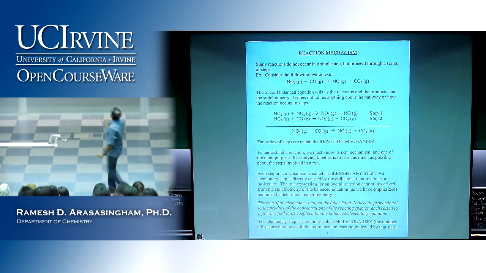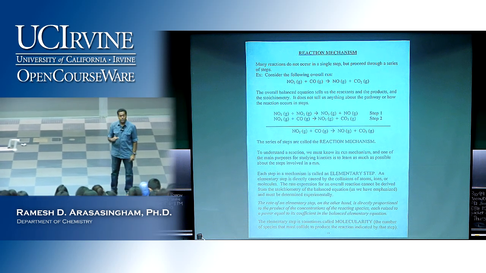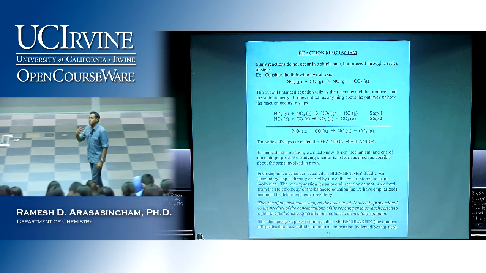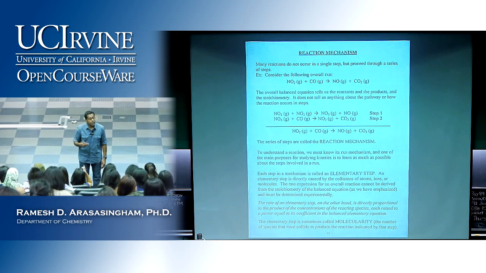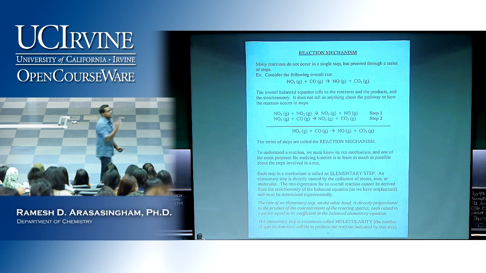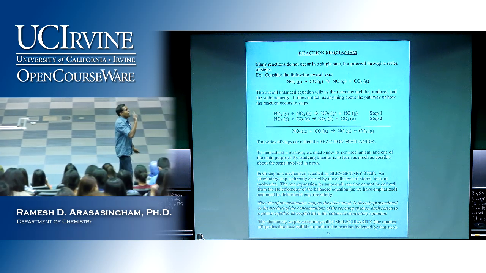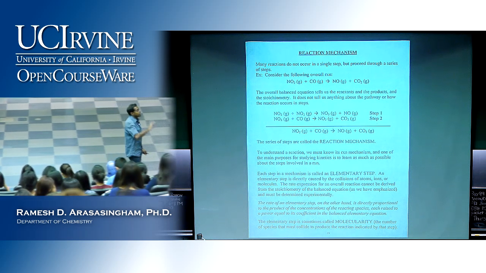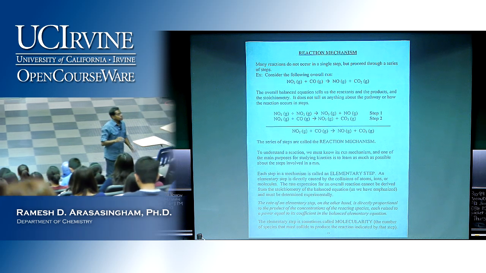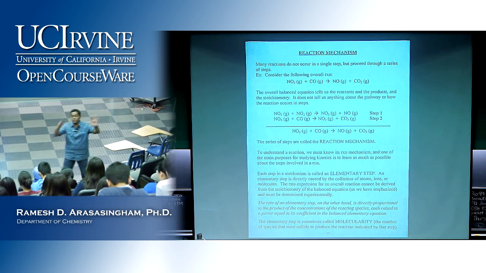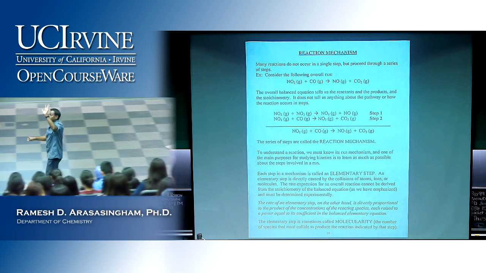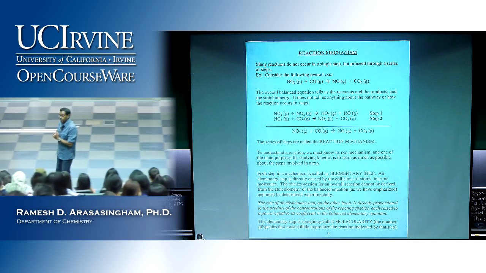So the series of steps are called the reaction mechanism. So the goal of kinetics is to figure out the reaction mechanism. The mechanism gives you the intimate details of how exactly the reactants convert to products. We're not just looking at what you start with and what you end up with. We're looking at the series of steps that lead to how the reactants convert to products.